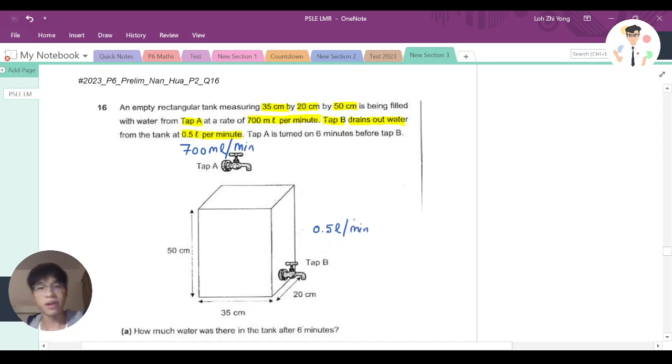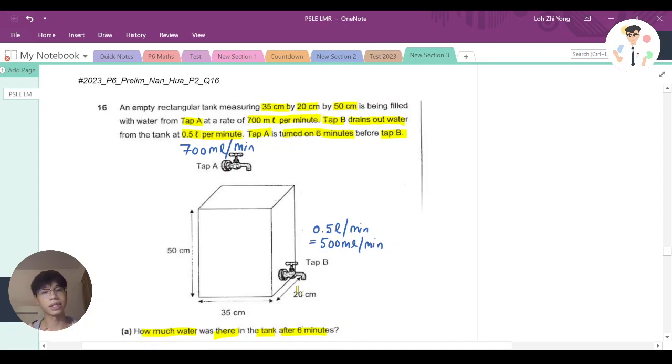Of course, it looks very weird to have liter and ml. Let me just try to convert it into 500 ml per minute. Okay, you know, right? 1 liter is equal to 1000 ml. So tap A is turned on. You just write here, tap A is turned on for 6 minutes before tap B. Now A, how much water was there in the tank after 6 minutes?